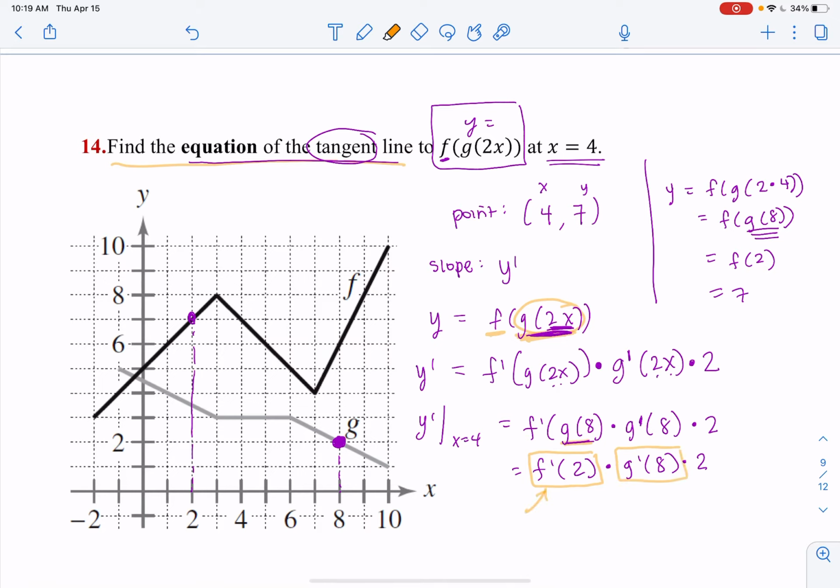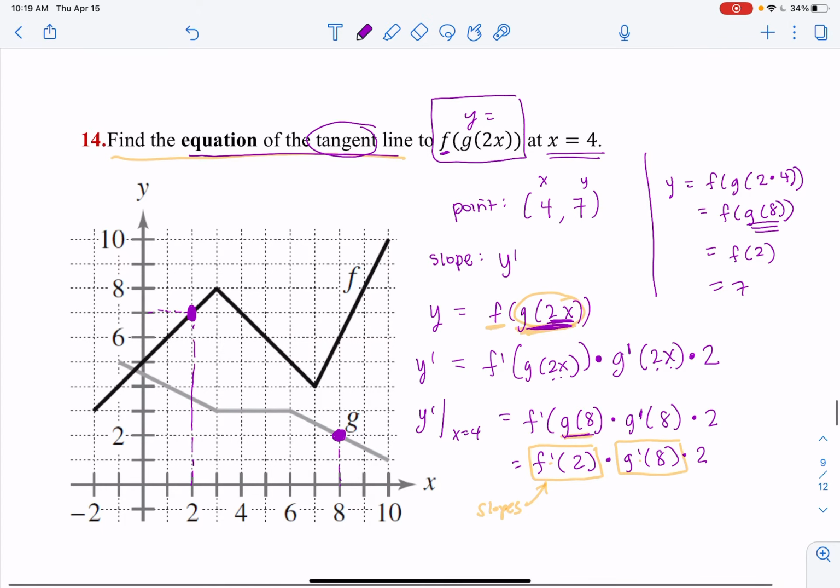So keep in mind, both of these are slopes because we see the prime. So be careful. Let's find f prime of 2. So go to where x is 2, and f prime is not going to be 7. We don't want the value. We want the slope. So looking around, the slope is going to be, it seems like, up 1 over 1. The slope is positive 1. f prime of 2 is 1.